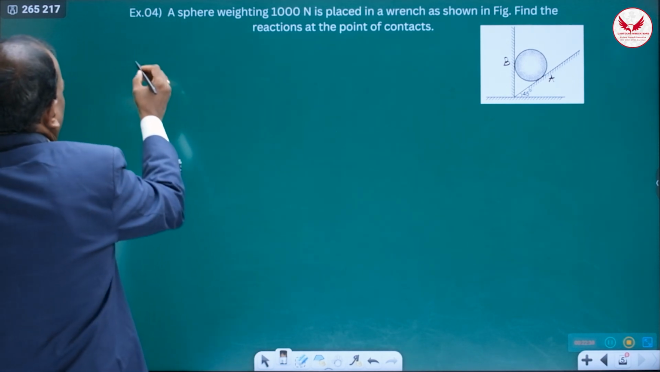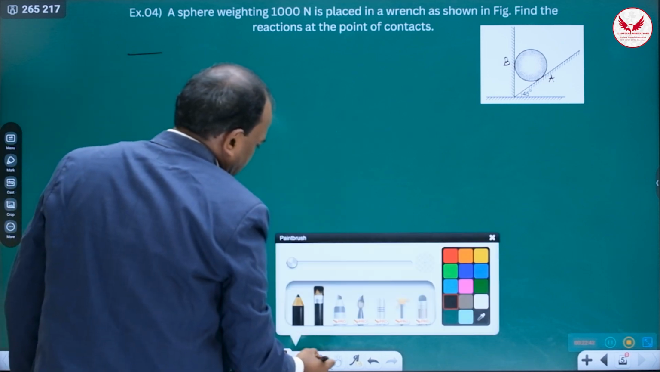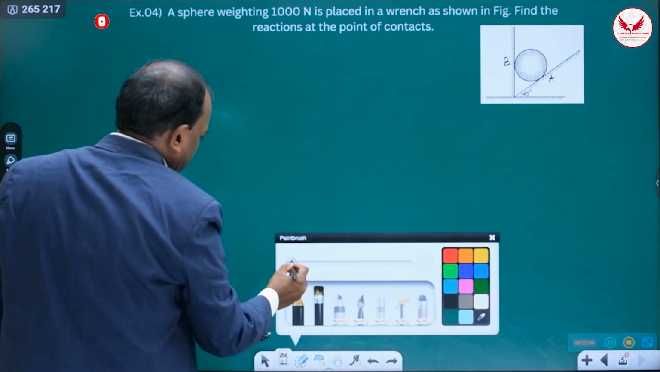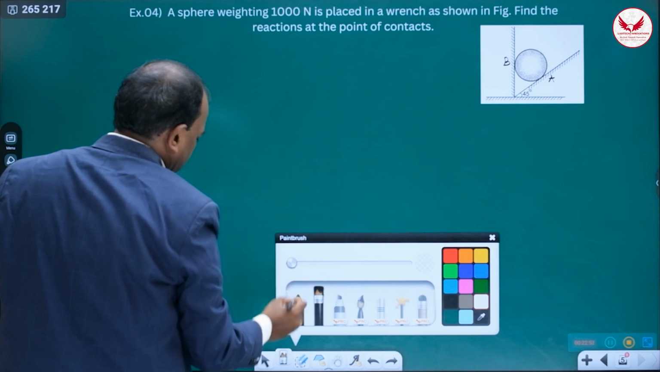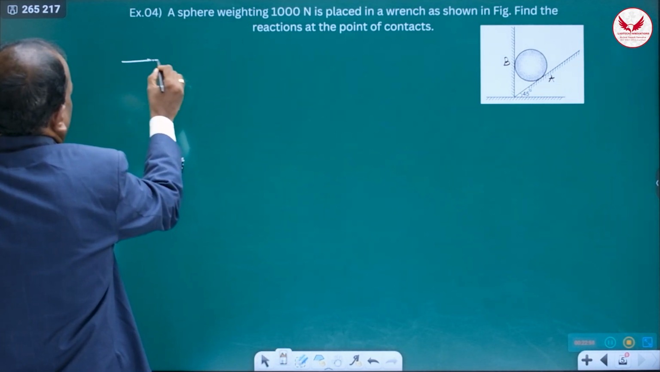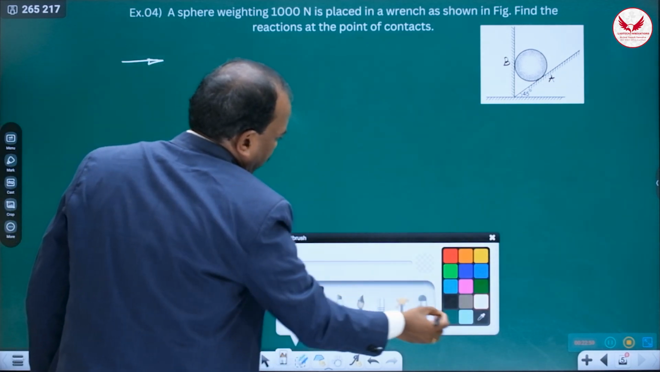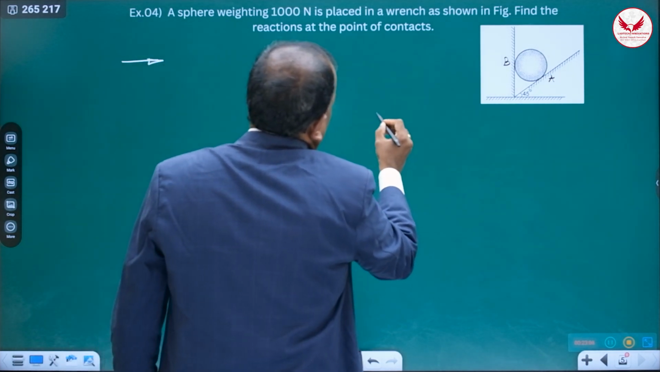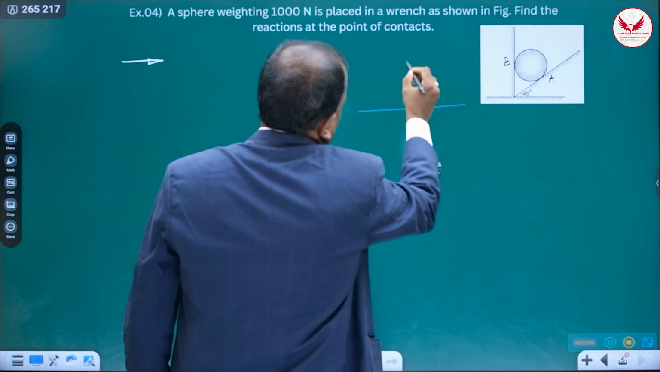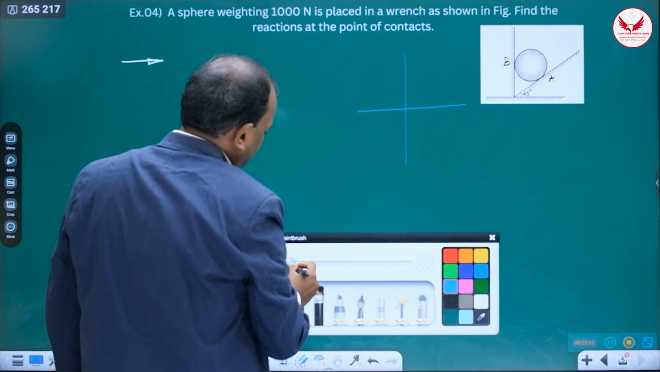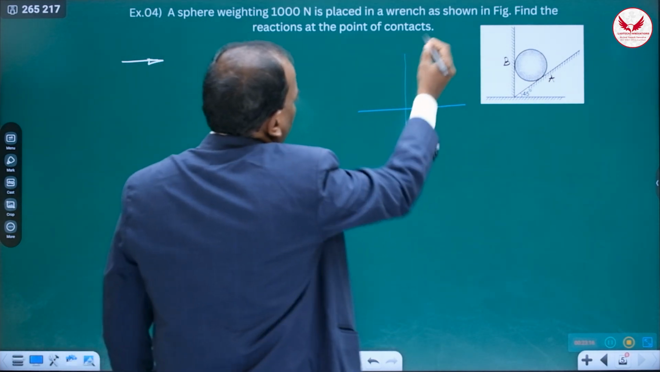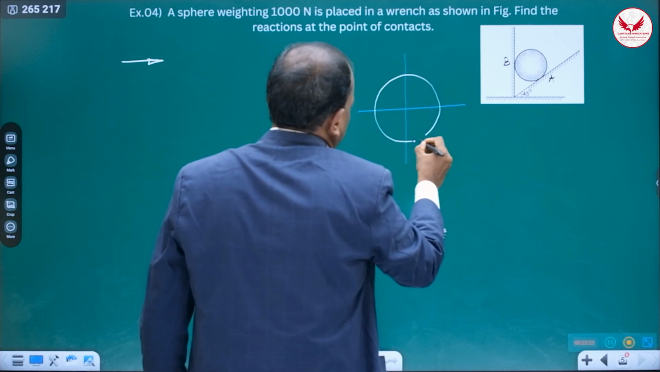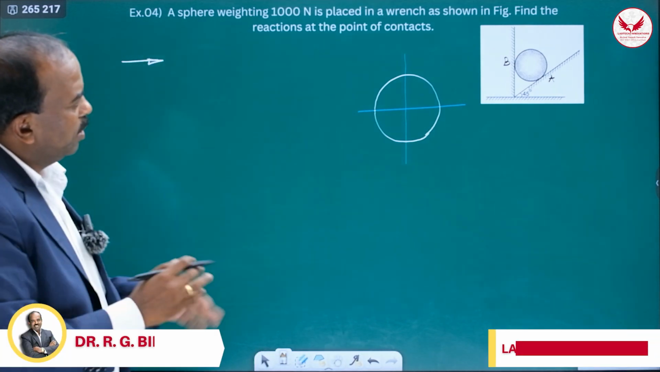Then the very first step is drawing its free body diagram, and for the free body diagram again the requirement is what? When a sphere is there, always you draw the plus sign, and once we mark the plus sign, then after that what we have to do? Draw that sphere. This is the sphere, means we have made it free from the contact surfaces.